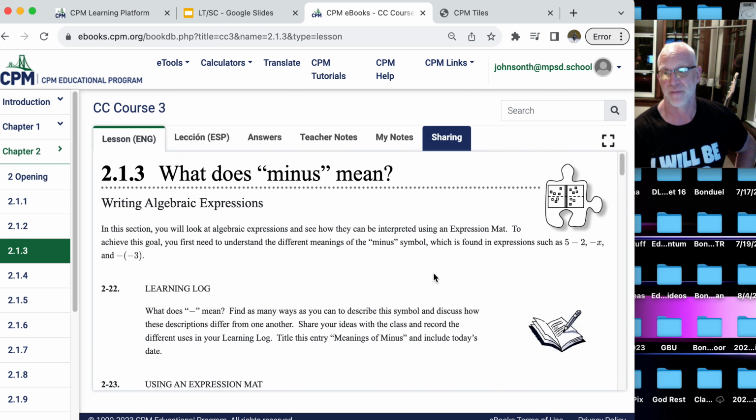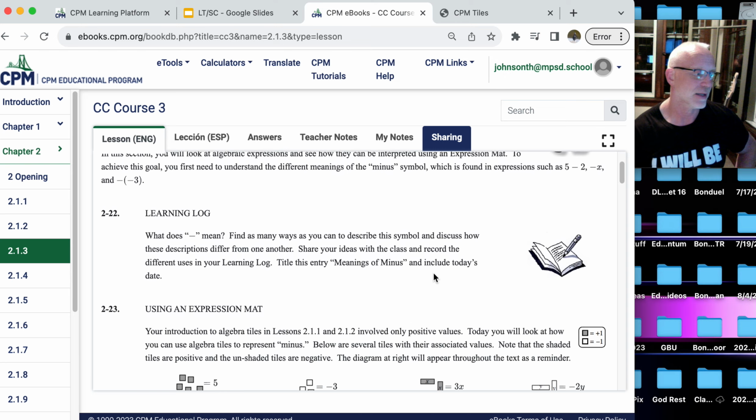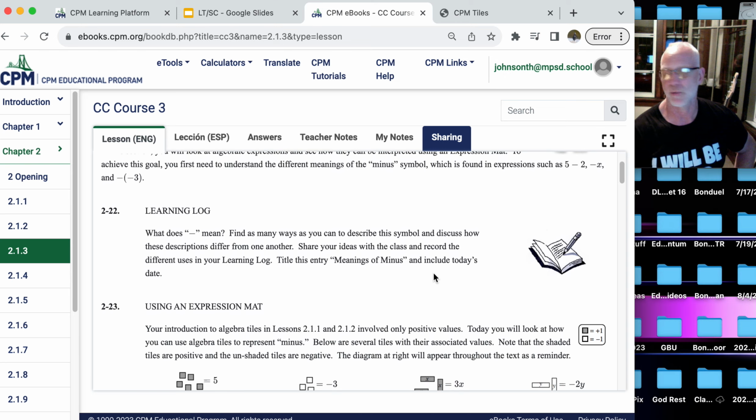All right, friends, and that's what we did today. It was a fun day. Fun day. And kids made a lot of progress today with understanding what minus means. And we're going to remember negative. We're going to remember opposite. And then we're going to get into subtract.